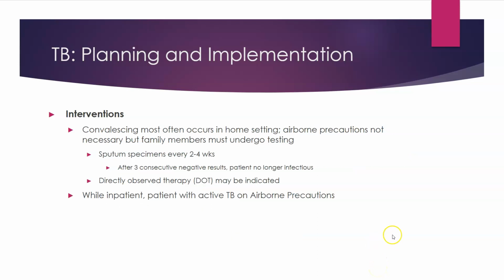All right, intervention. Convalescing occurs mostly at home. So initially they might be hospitalized. Once they are under control and they've got some negative sputum cultures, they can go home and recover at home. After 3 consecutive negative tests, the patient is no longer infectious, although they are still recovering. As I mentioned before, directly observed therapy may be indicated if the patient is at risk of not taking their medications. While inpatient, of course, this patient is going to be on airborne precautions like we talked about before.